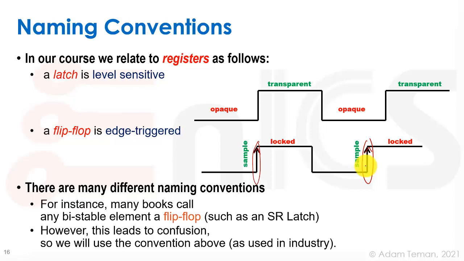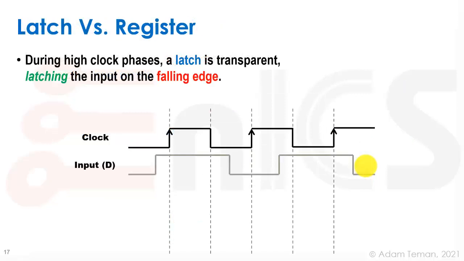There are different naming conventions that can be found in different places. For instance, many books call any bistable element a flip-flop, such as an SR latch, but this leads to a lot of confusion. We'll use the convention above, and in industry, we really talk about a flip-flop as an edge-triggered register versus a latch as a level-sensitive type of register. Often we'll also say register, meaning a flip-flop, even though it could relate to both.